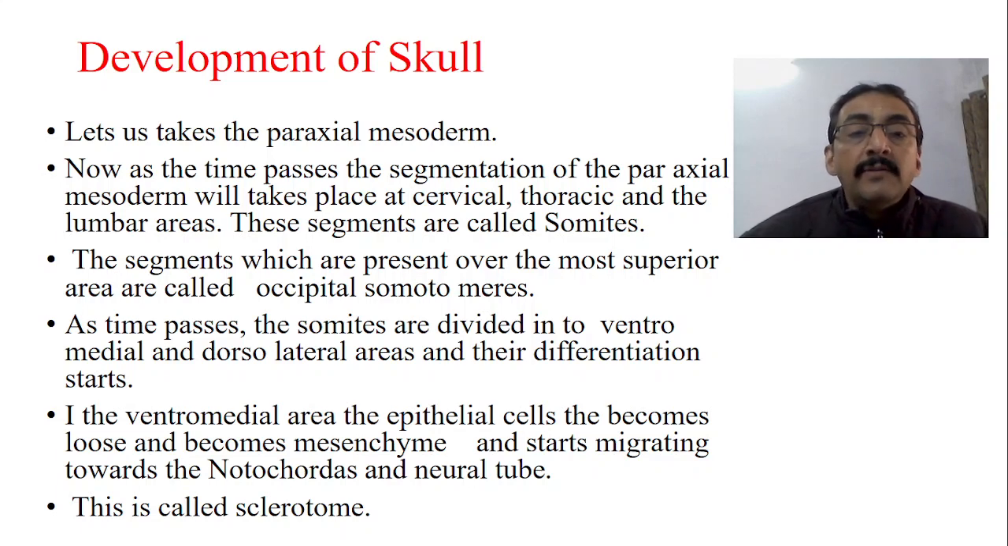As time passes, the somites are divided into ventromedial and dorsolateral areas and their differentiation starts. In the ventromedial area, the epithelial cells become loose and become mesenchyme, and start migrating towards the notochord and the neural tube area. This portion is called the sclerotome.